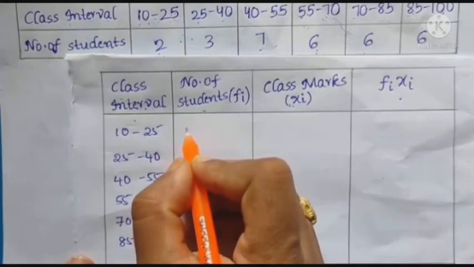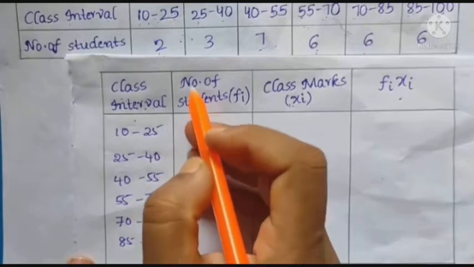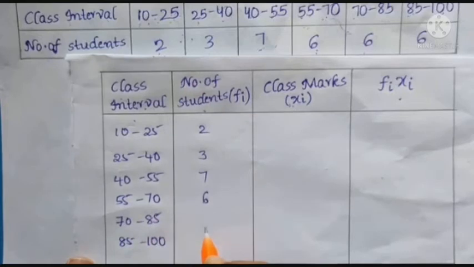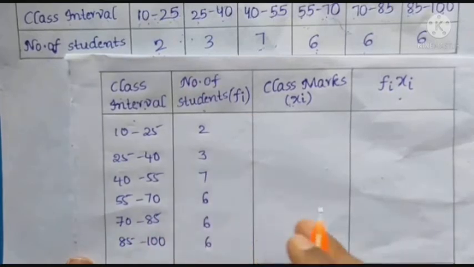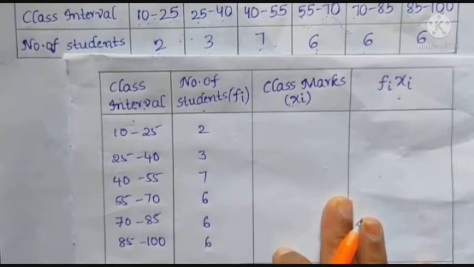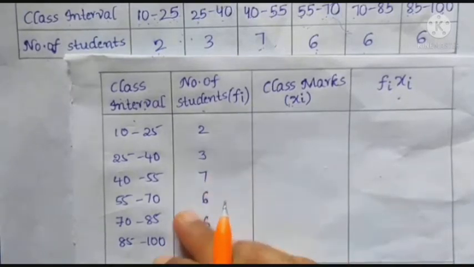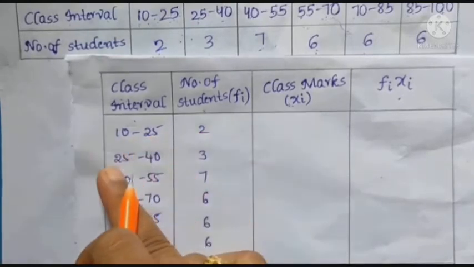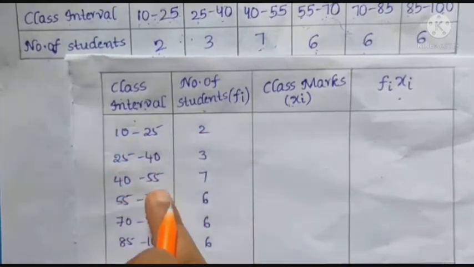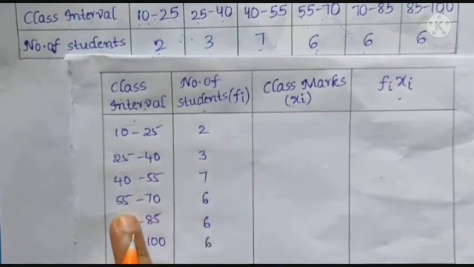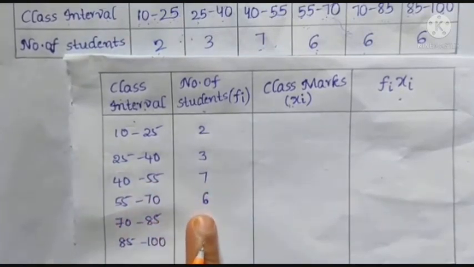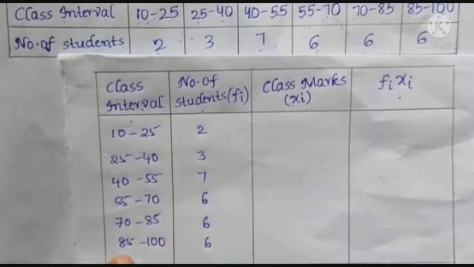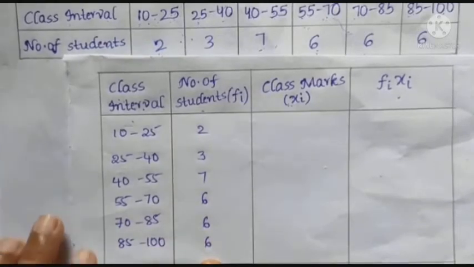Next, we write down the frequencies one by one. Frequencies are 2, 3, 7, 6, 6, 6. Okay, children. For 10 to 25, frequency is 2. 25 to 40 is 3. 40 to 55, frequency is 7. 55 to 70, frequency is 6. 70 to 85, frequency is 6. 85 to 100, frequency is 6.